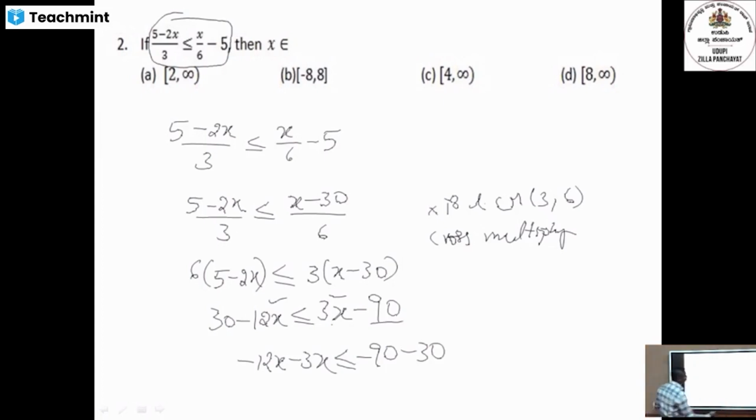So this leads to minus 15x less than or equal to minus 120.